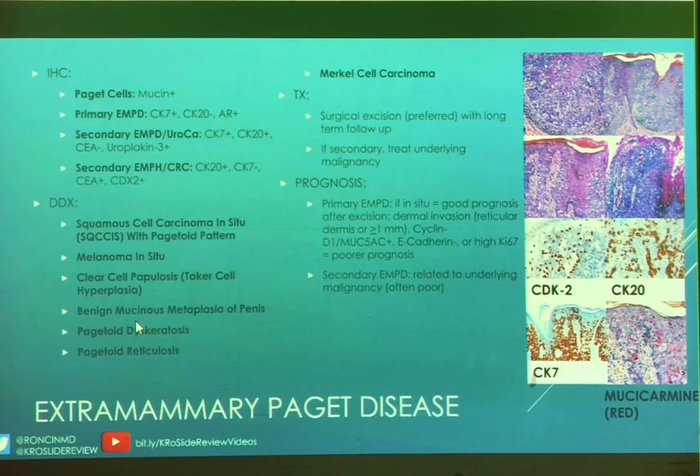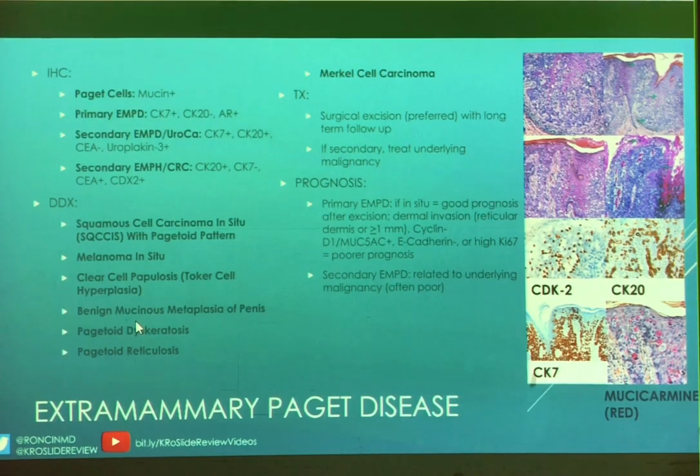And just telling you that those are the IHCs you want to look at tells you what you're thinking of in your differential. Remember, sometimes these can be melanocytic or pigmented, so you also want to think about melanoma in situ. Clear cell hyperplasia, even though I thought it was a bit of an aside, is something you need to think about too. There is benign mucinous metaplasia involving the penis, as well as other Pagetoid lesions like dyskeratosis, reticulosis, and Merkel cell carcinoma. Merkel cell carcinoma is extremely aggressive, so that's something you'd want to rule out for sure.